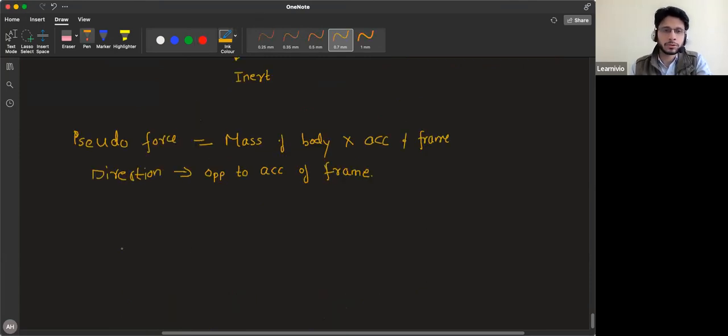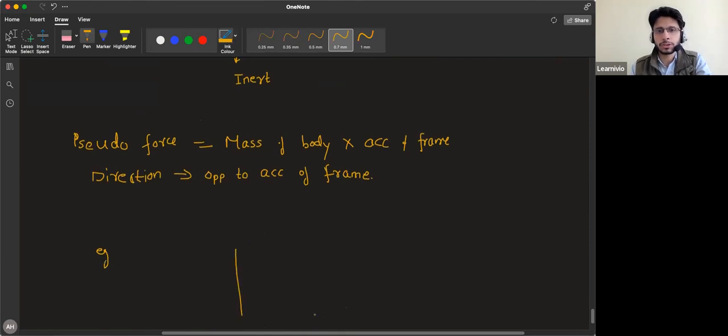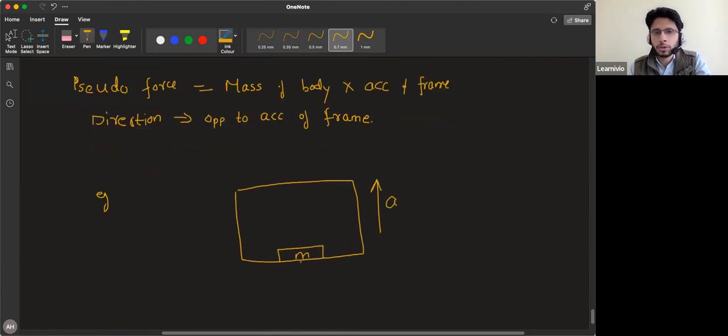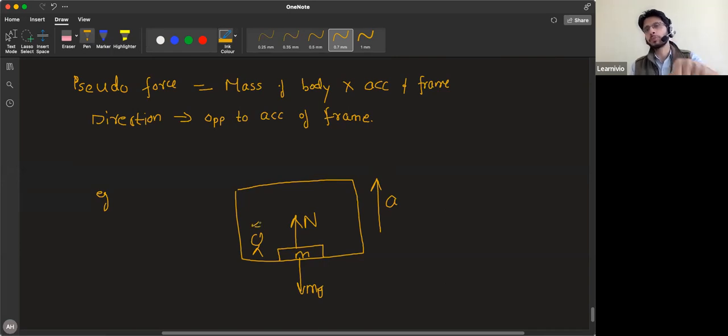See one more example, just to learn how to apply pseudo force. Say this is a box. This is a lift. It's going upward with an acceleration A, and I placed a block of mass M here. The weight of the block is acting in downwards direction. Normal reaction is acting in upwards direction, and your observer is inside the lift. There is no observer outside the lift. You're solving with respect to the observer within the lift. So this observer within the accelerating lift is basically in non-inertial frame. So it will observe a pseudo force. And what will be the direction of that pseudo force? Since the system is going upwards, pseudo force will be acting in downwards direction.